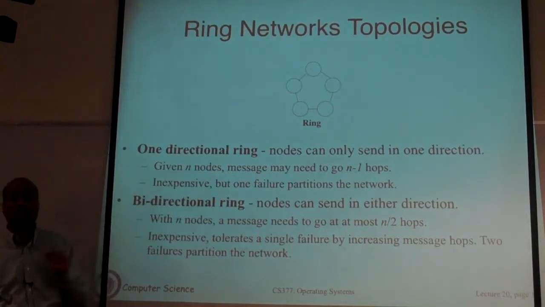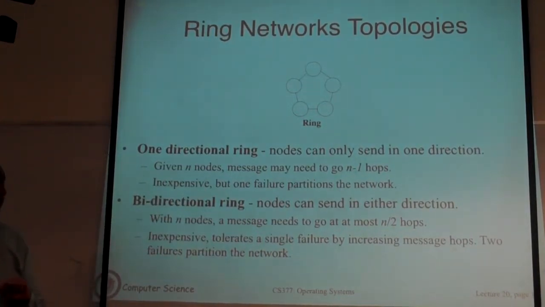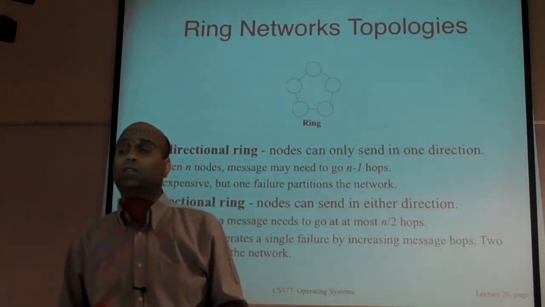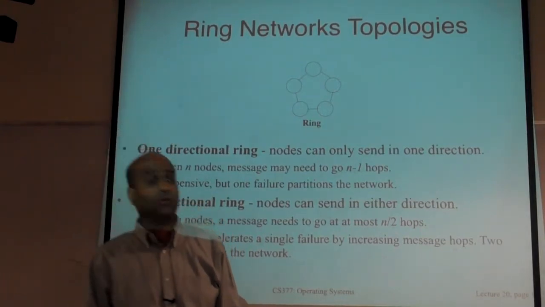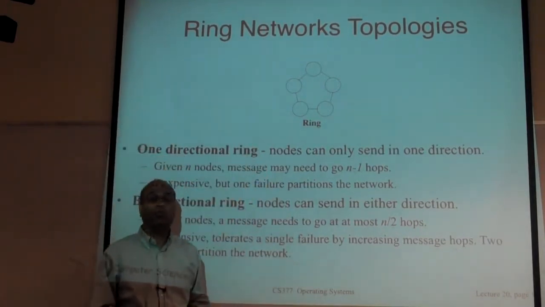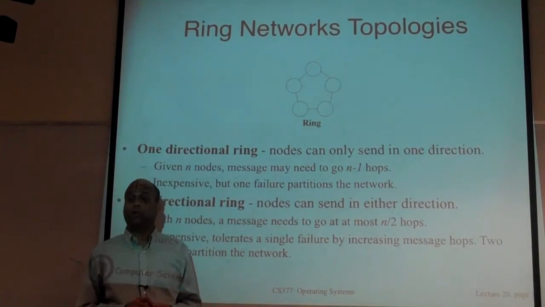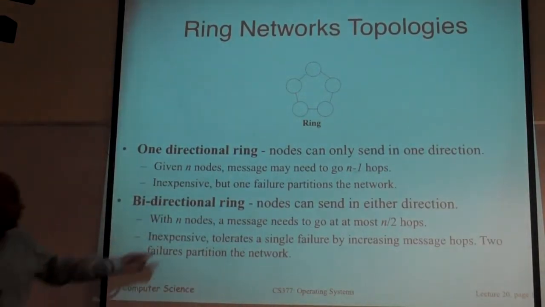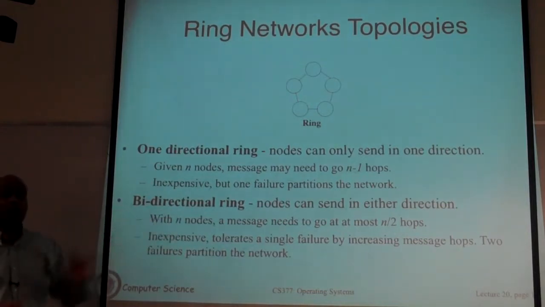But in the worst case, you will have n-1 hops for n nodes. If you have a bidirectional ring, which means messages can flow in either direction, you can pick the shorter of the 2 paths and send it along. So you can decide, depending on which node you want to send to, whether sending it clockwise or anti-clockwise will get it there faster, and you pick one of them. In this case, the message has to go at most n/2 hops, because you can pick the shorter of them.